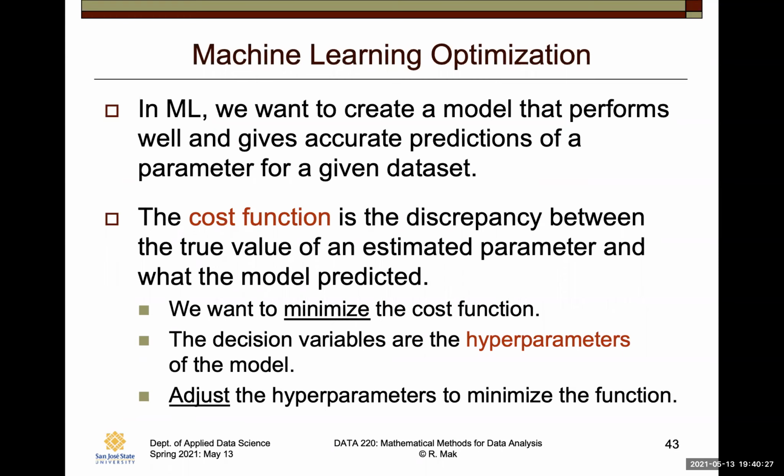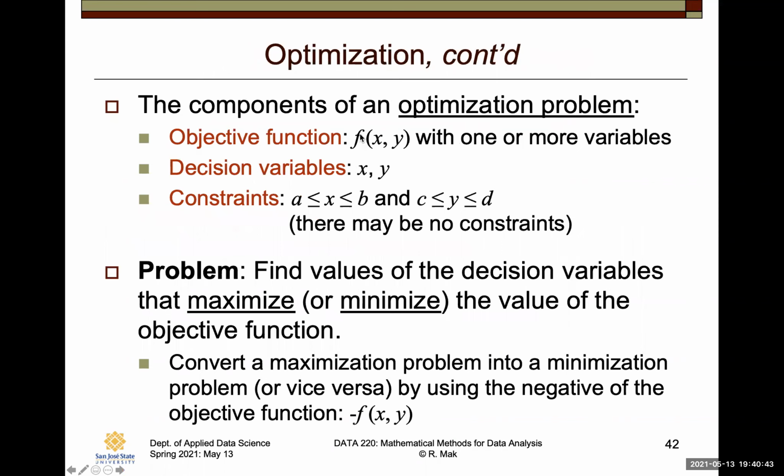And if that difference is the cost function, the optimization problem is how can we adjust the hyperparameters of the model in order to minimize the cost function. So if you go back to what I have here, if f is the cost function and the hyperparameters are the decision variables, you're trying to find the values of hyperparameters that will minimize the cost function. So that's where optimization comes in to machine learning.